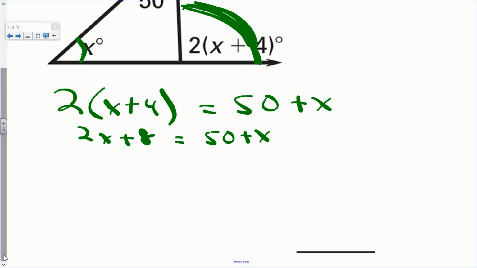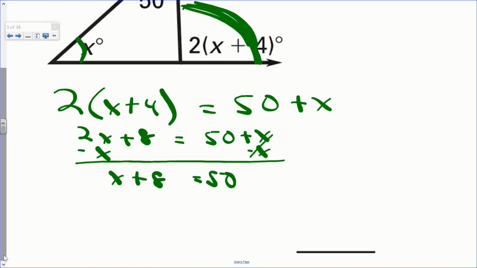Let's get x's on one side. What should we do? Good. From both sides. Let's subtract an x from both sides. Let's get x's on one side for now. So I have 50 equaling x plus 8, because 2x minus 1x is 1x. Subtract the 8. Subtract 8. X then is 42.